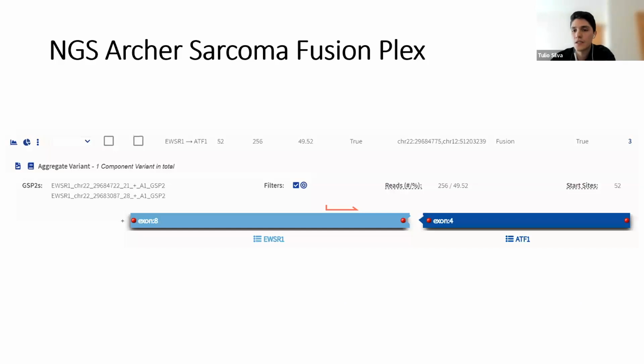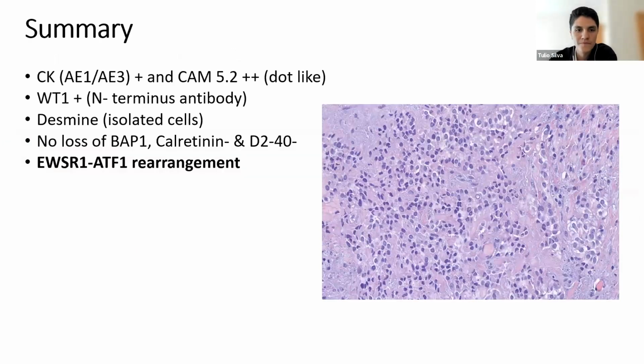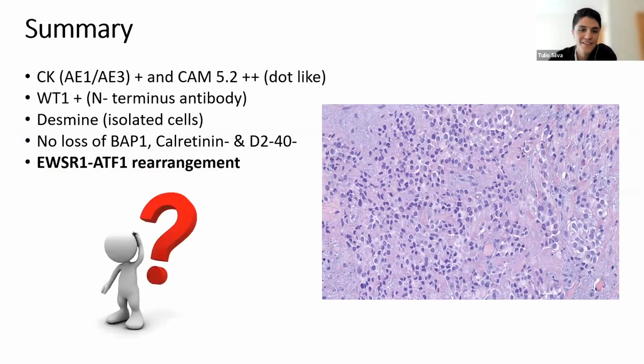So we performed NGS with the Archer sarcoma panel, and to our surprise, this is the gene fusion that we got: an EWS-ATF1 fusion gene. We were expecting the EWS-WT1 of the desmoplastic round cell tumor. So with the NGS result, our hypothesis was not fitting as expected, right?